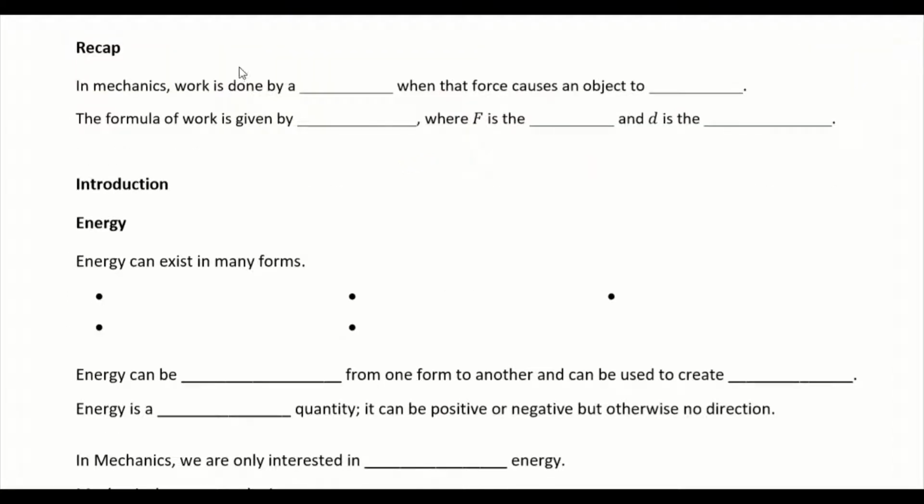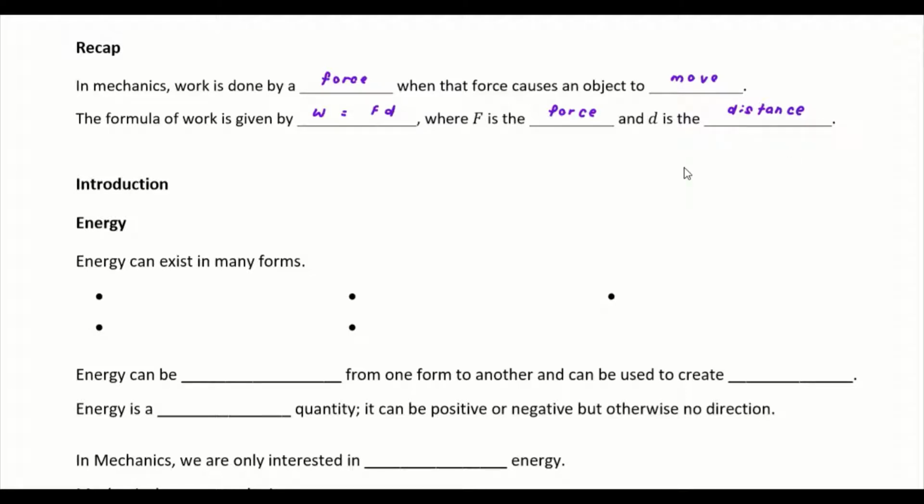Previously we learned that in mechanics, work is done by a force when the force causes the object to move. For us to determine whether there's work done or not, there are two criteria that we need to fulfill. The first one is there must be a force that acts on the object. Second, the force itself causes the object to move. The motion must be obvious, which means there's distance traveled involved. The formula of work is given by W equals F times D, where F is the force and D is the distance traveled by the object when the force is applied.